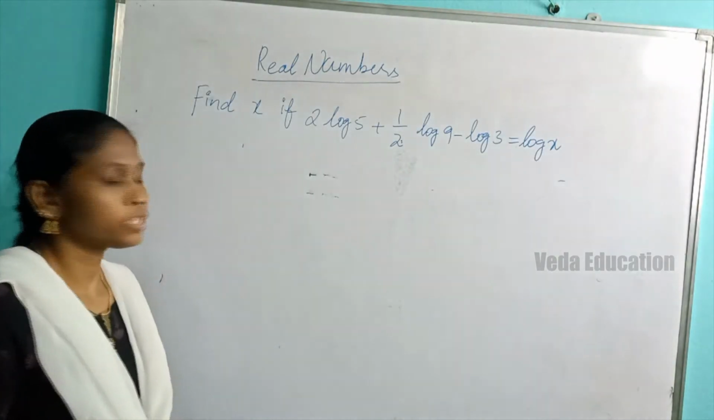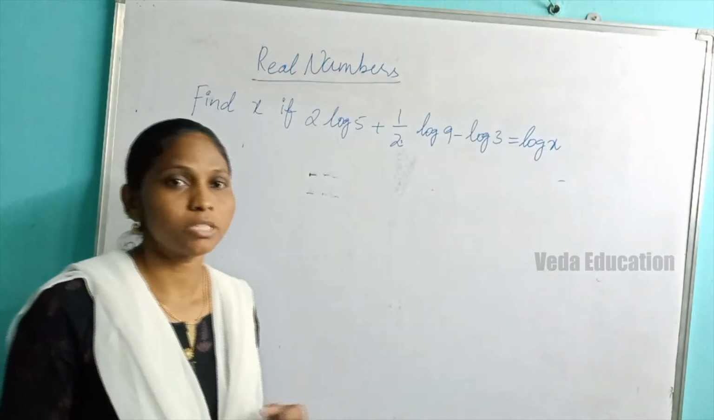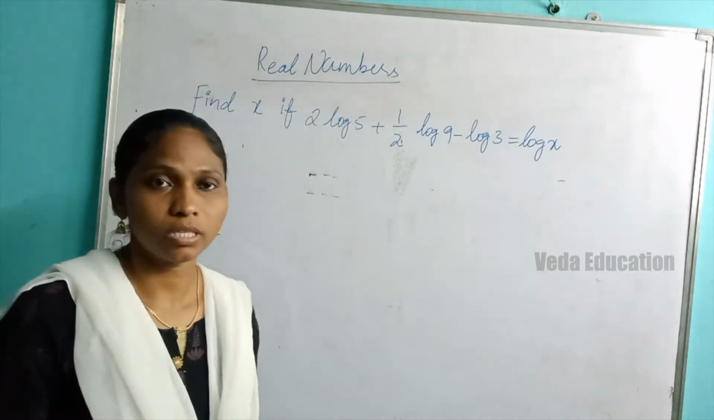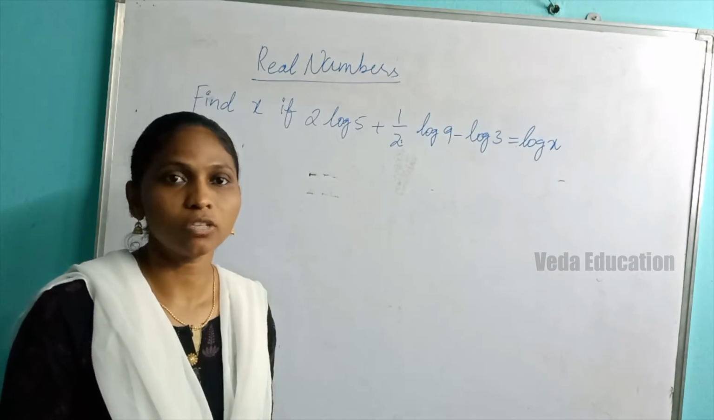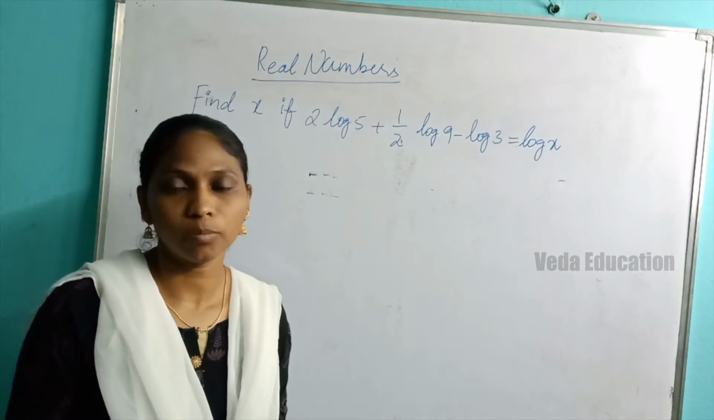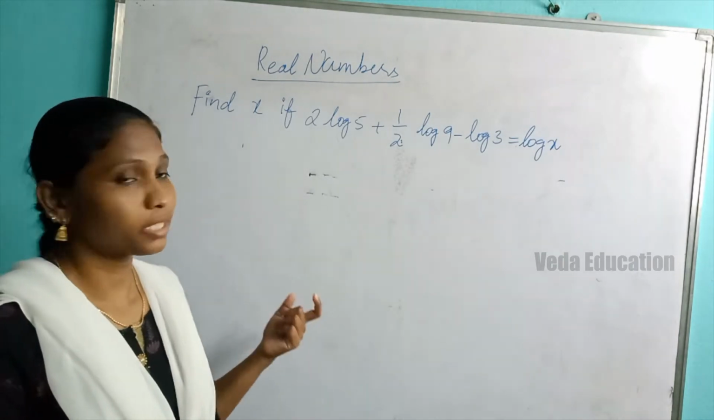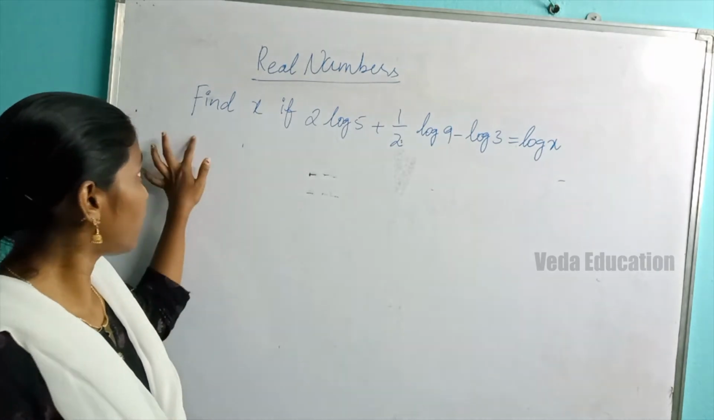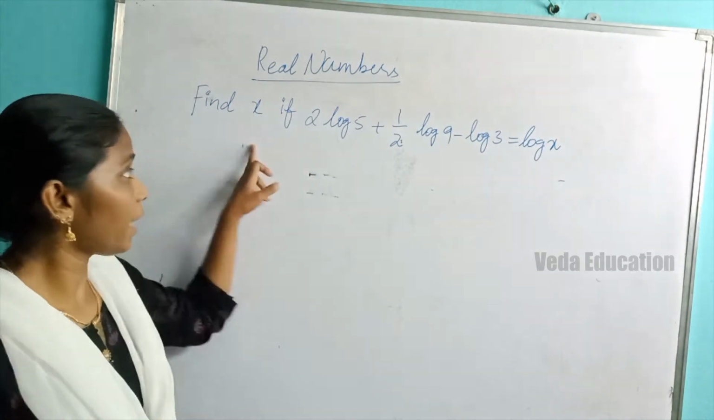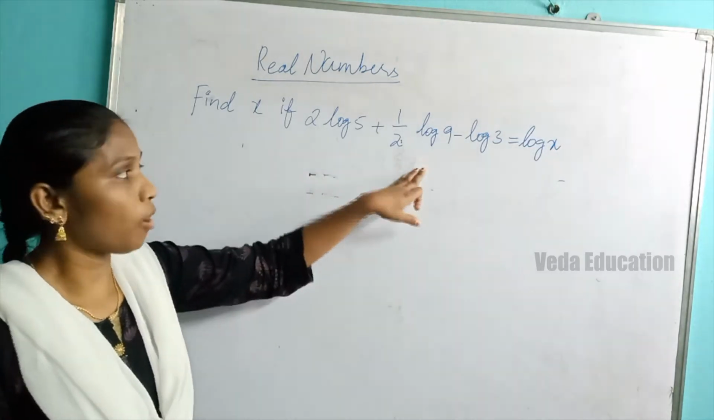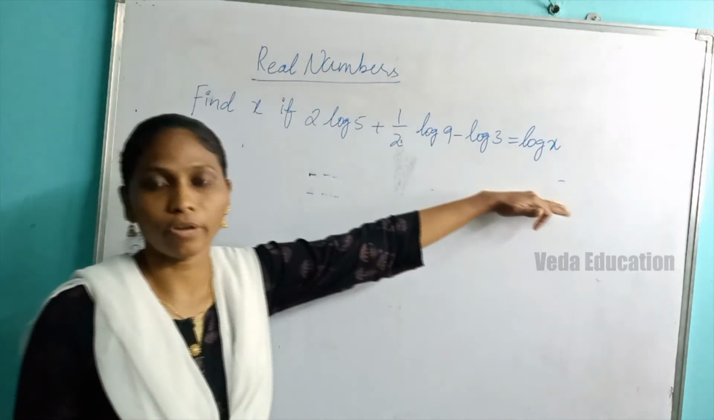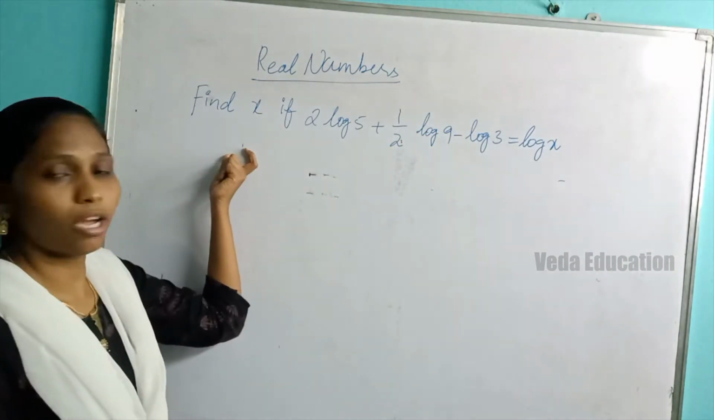So today we are going to discuss exercise problems on logarithms. Yesterday we discussed logarithm topics, laws of logarithms, and also how to expand logarithms and how to write them in a single logarithm form. Now today we are going to discuss some problems. The problem is: find x if 2 log 5 plus 1 by 2 log 9 minus log 3 equals log x. That is given, and find the value of x.